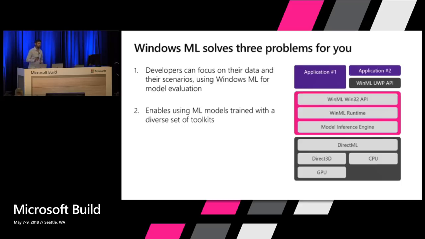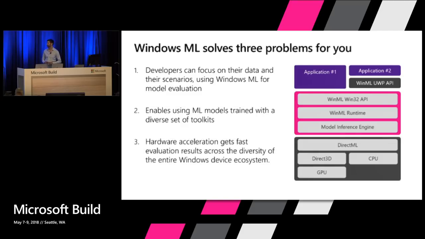Second, Windows ML enables me to use models trained in a variety of different frameworks. So long as I can get that model into an ONNX file, I can use it with Windows ML. Third, Windows ML offers hardware acceleration to get me fast evaluation results. And we do this across any DX12 GPU. Because we use DirectX, a lot of you in this room may know that it has a proven history of high performance across a wide range of devices.